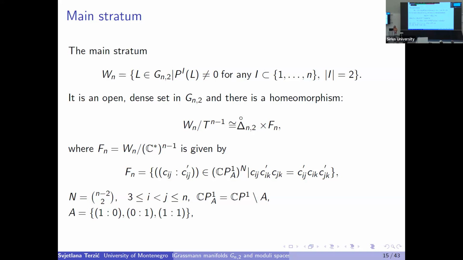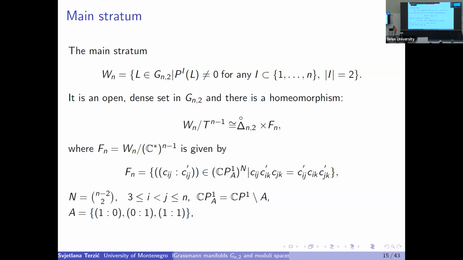For F n, we actually deduce that F n is the orbit space of the main stratum by the action of the algebraic torus. And we prove that F n is given in this way. It sits in (CP^1 minus A) to the power N, where CP^1 minus A we get when we remove these 3 points from CP^1, and N is these binomial coefficients, and it is given as an intersection of these cubic equations.